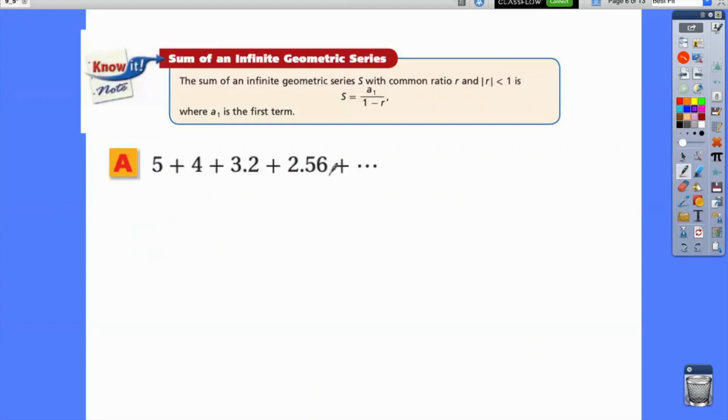Given the series, we are instructed to find the sum of the infinite geometric series. We need to identify a sub 1, that's the first term you have. And now let's try working on finding the ratio. To find the ratio, you repeat the same steps. Let me use 4 and divide it by 5. In this example, I found that the ratio is 0.8, where the absolute value of our ratio is less than 1. If so, let's plug the information we have into the formula.